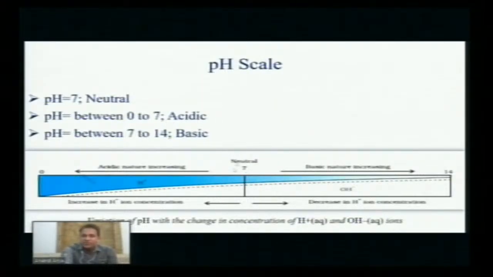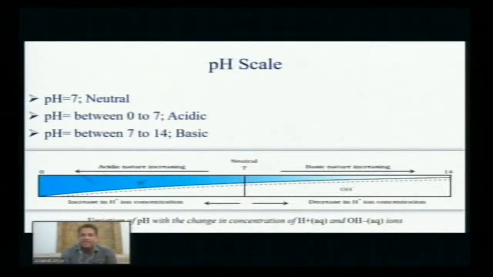Similarly, if you are moving from 7 to 14, the concentration of OH minus ions is increasing. So from 7 to 14, the OH minus concentration is increasing. The bases which produce more OH ions will be more basic in nature. If we have an acid with pH 3 and an acid with pH 5, the stronger acid will be the one having pH 3.